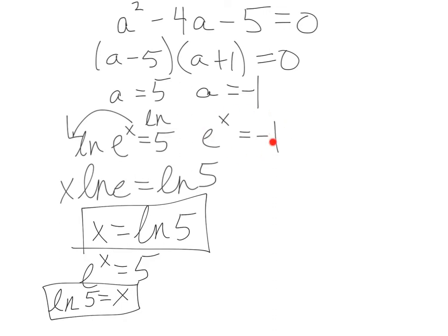Now on the second one, e to the x equals negative 1. What exponent can you take e to, to get a negative number? That's not possible, so that's an extraneous answer. We go ahead and cross that off.